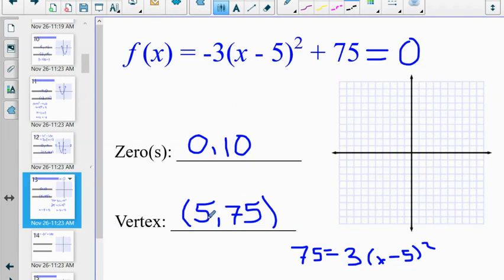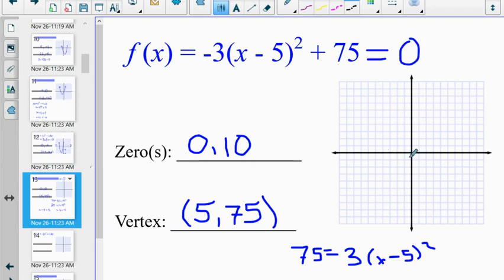Also interesting, well, not interesting, but worth noting, halfway in between the zeros, there's my vertex. So if I didn't know this already, given these zeros, I could have said, okay, well, if these are my zeros, the vertex has to be halfway in between, so the x value is 5. And if I plug 5 into this, well, 5 minus 5 is 0. 0 squared times -3, I've got a whole bunch of 0, plus 75 brings me to 75.